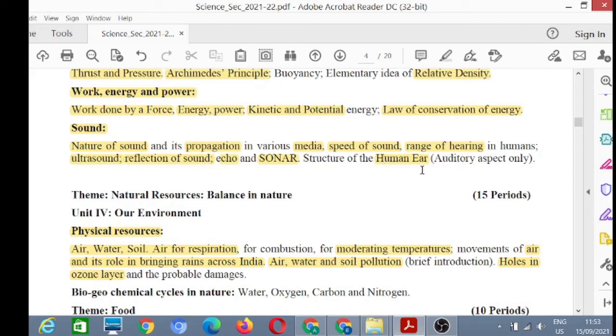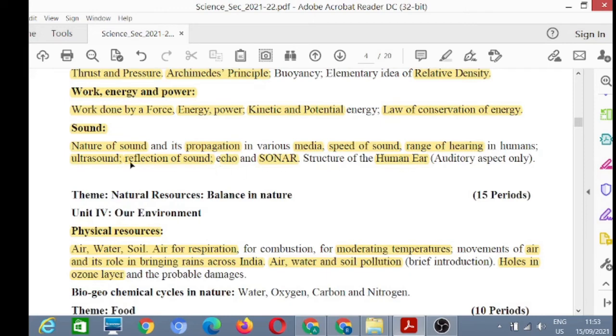Then range of hearing. Hearing depends on our ears. So what is the range of hearing? Now all the animals have different range of hearing. For example, dogs have better hearing range as compared to human beings.